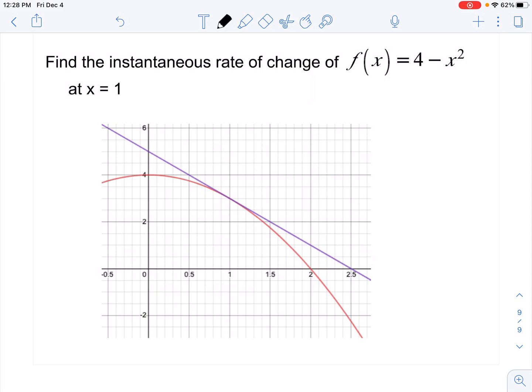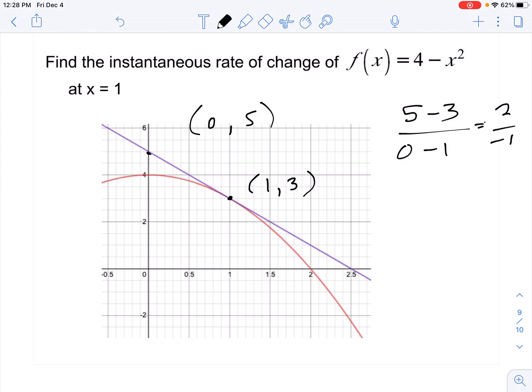Find the instantaneous rate of change, same function, but now I moved the point to be at 1. So this point is at 1, 3. Find another point on the graph here. How about 0, 5? Find the slope. 5 minus 3 over 0 minus 1 is 2 over negative 1. So the slope is negative 2. The instantaneous rate of change of 4 minus x squared at x equals 1 is negative 2.